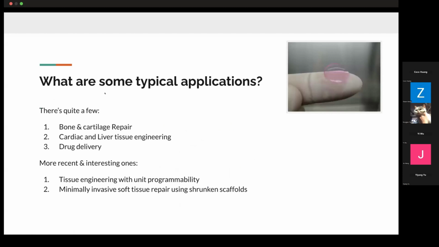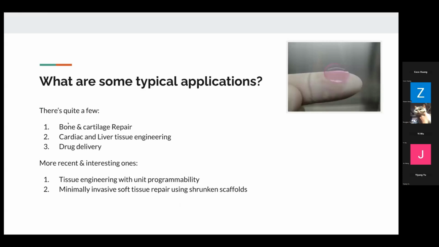Okay, and what are some typical applications? There's quite a few because this field has been established for quite a long time. And the first three categories are more traditional, that they focus on bone and cartilage repair, cardiac and liver tissue engineering, and lastly, drug delivery.